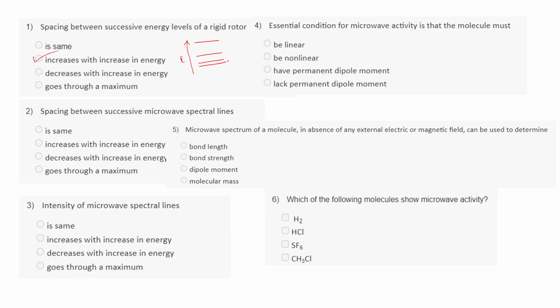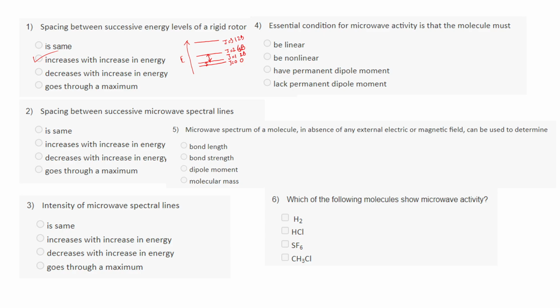Now let me also write it. J equals to 0, it was 0. J equals to 1, it was 2B. J equals to 2, it was 6B. J equals to 3, it was 12B. Now the spectral lines you will get from here, right? These are your spectral lines. So you are only going to get delta E between J and J plus 1, delta J plus or minus 1. So what would be the answer here? The spacing between two successive microwave spectral lines.